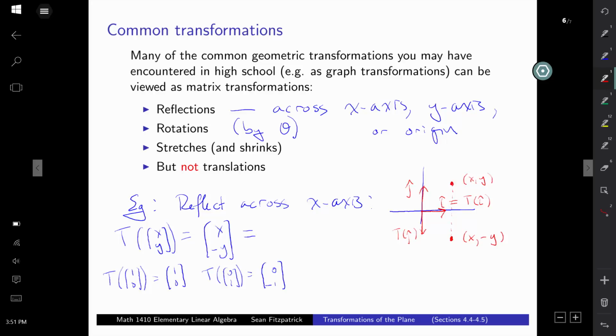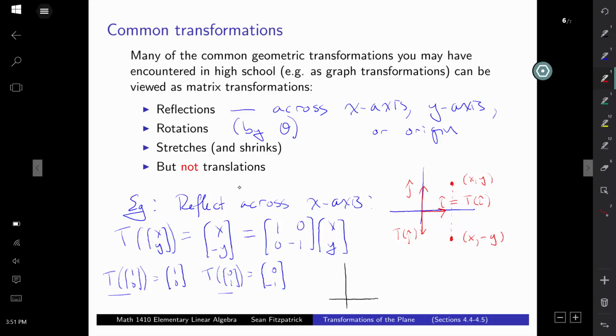Now I know what my matrix should be, because the values of T on these two vectors give me the columns of my matrix. I get [1, 0; 0, -1] times (x, y), right? Every other transformation can be figured out in a similar way. The only one that takes a little bit of trig knowledge to figure out is the rotation.